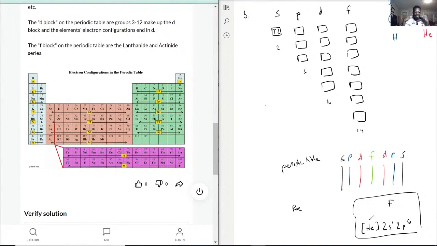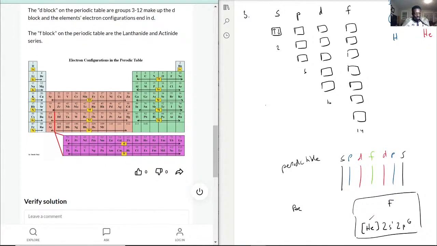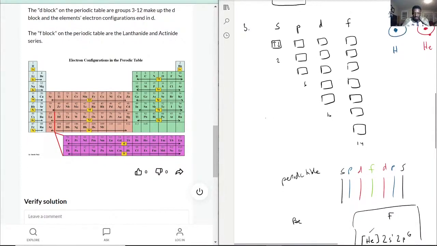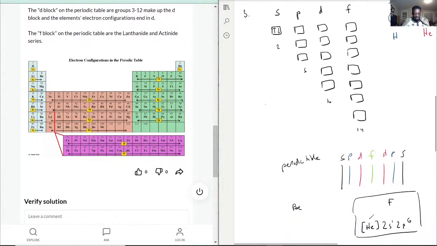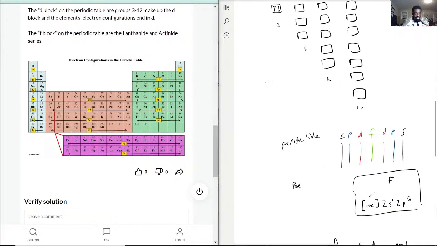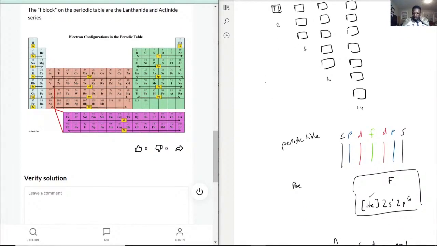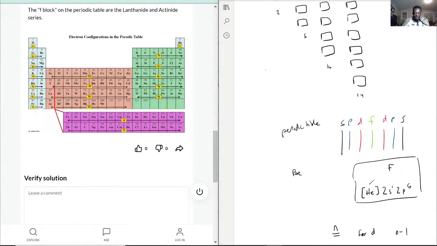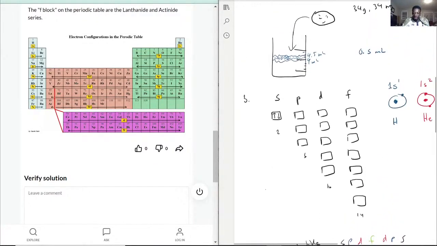So let's review this actually, just to see. 1s1, 1s1, 2s2. Interesting. Okay, I see what they're saying now. That makes sense. All right.